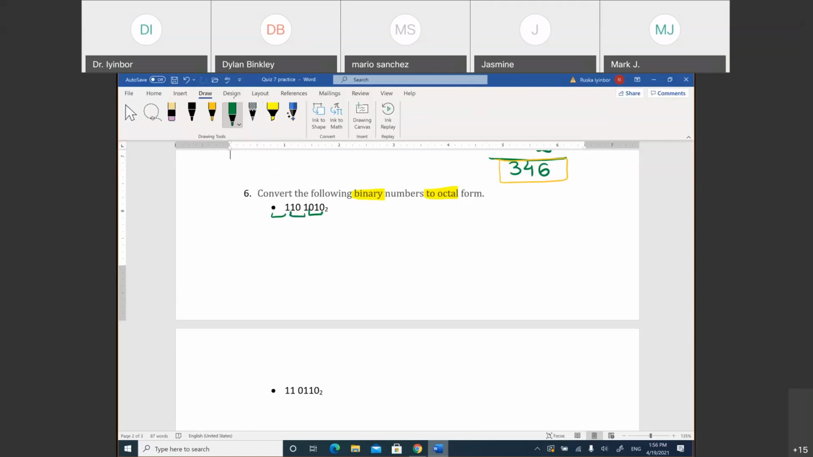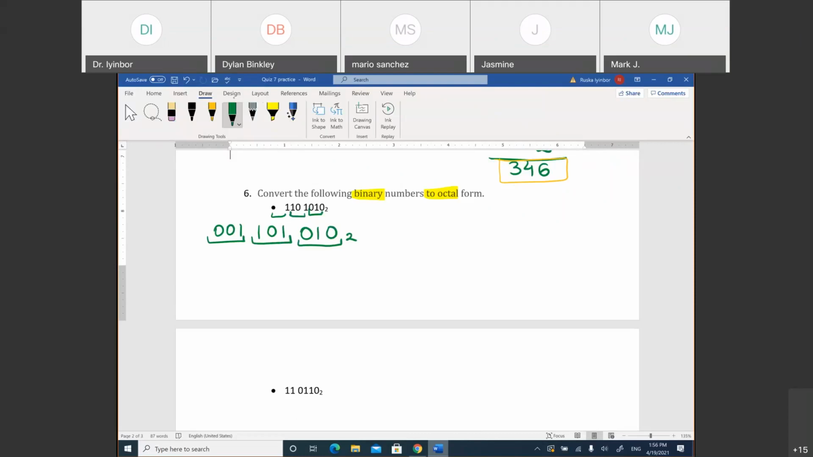So I'm going to rewrite this binary number. It's going to be 0, 0, 1. That's my first group of 3. Then the next one is going to be 1, 0, 1. And then the next one is going to be 0, 1, 0. So that's my binary number, split in groups of 3. That's what you need to do first.